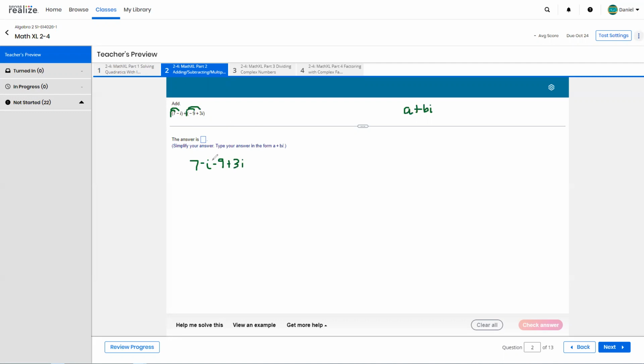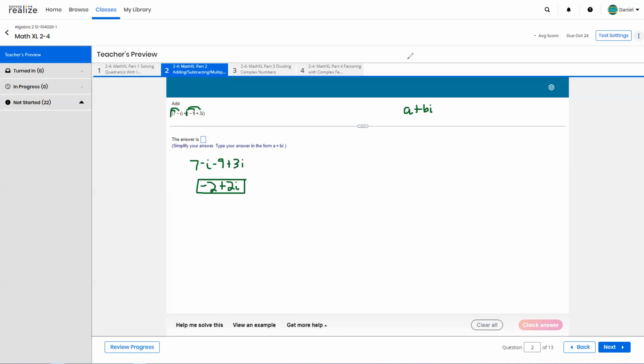Positive 1 times 3i is going to be plus 3i. And then from there, we just need to combine like terms. 7 minus 9 is negative 2. Negative i plus 3i is going to be plus 2i. Okay, so there's my answer written as a complex number, a plus bi.